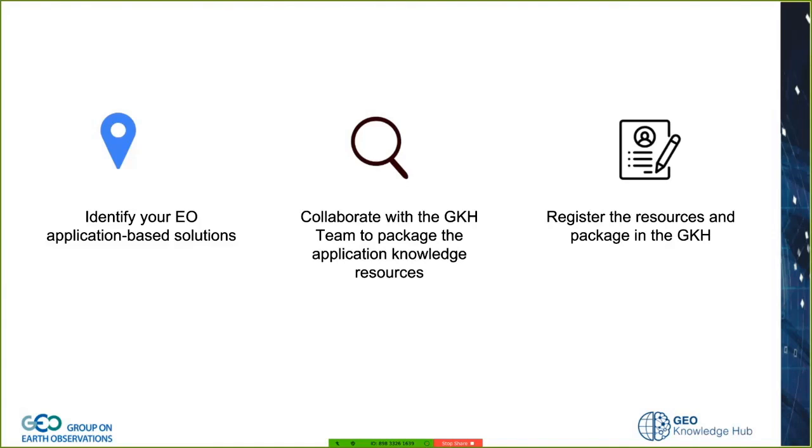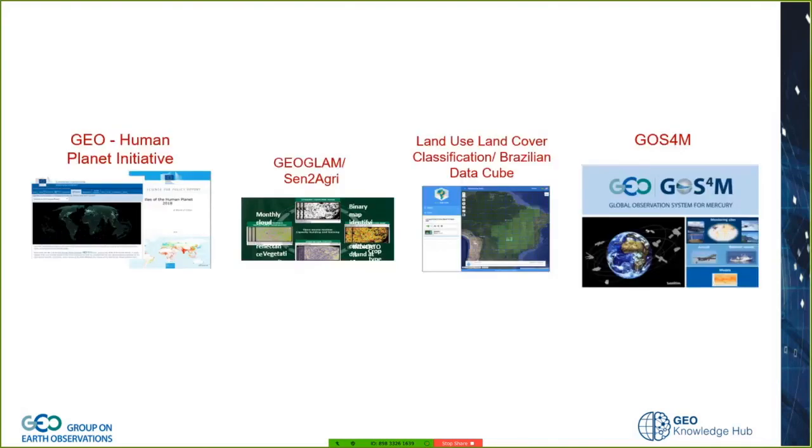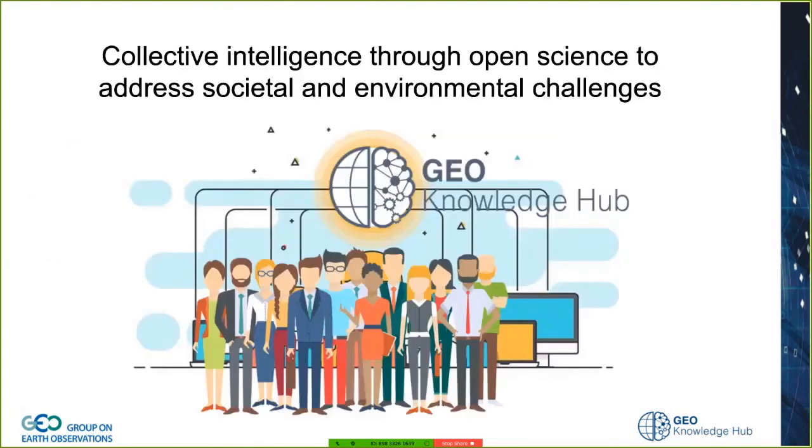So far, the GEO Knowledge Hub team has collaborated with 4 GEO Work Program activities, as mentioned early on, the GEO Human Planet Initiative, GeoGLAM, the Global Observation System for Mercury, and the Brazilian Data Cube. These 4 initiatives have been pioneers in working and sharing their knowledge and Earth observation solutions with the GEO Knowledge Hub team. And you're going to hear about their experiences in the next 3 presentations.